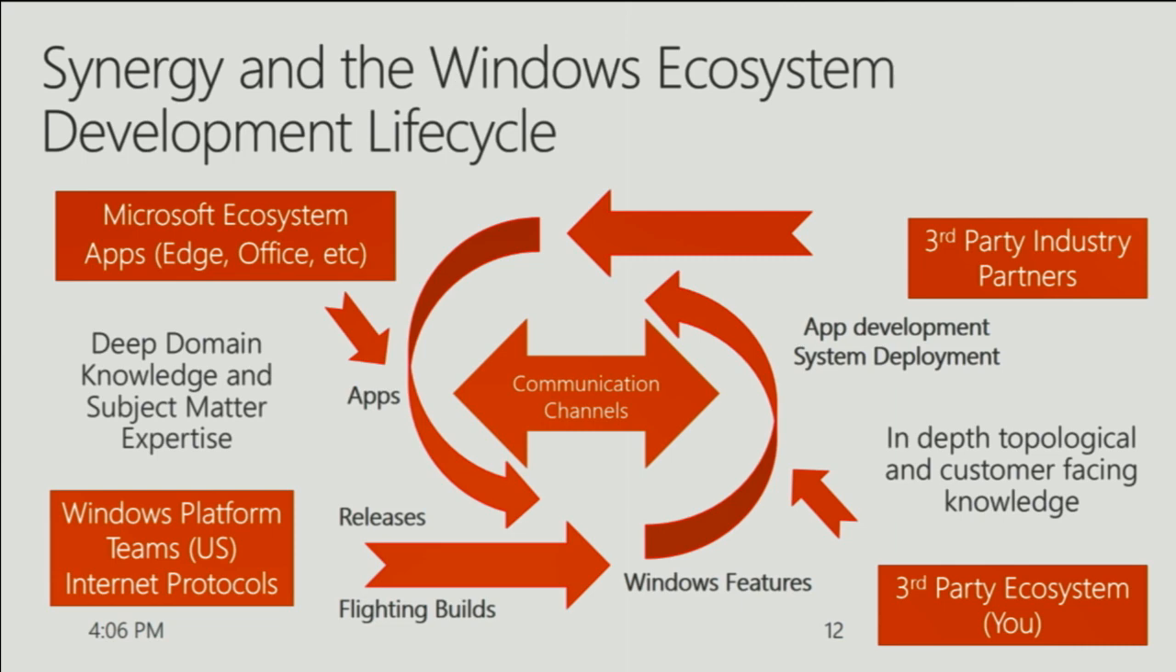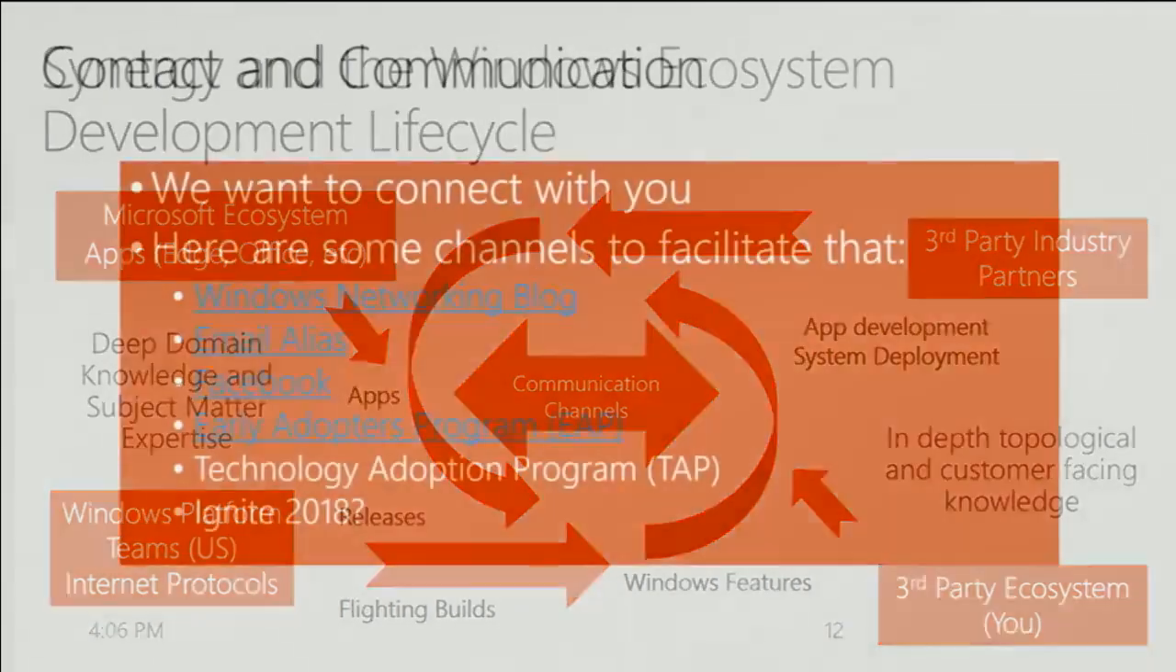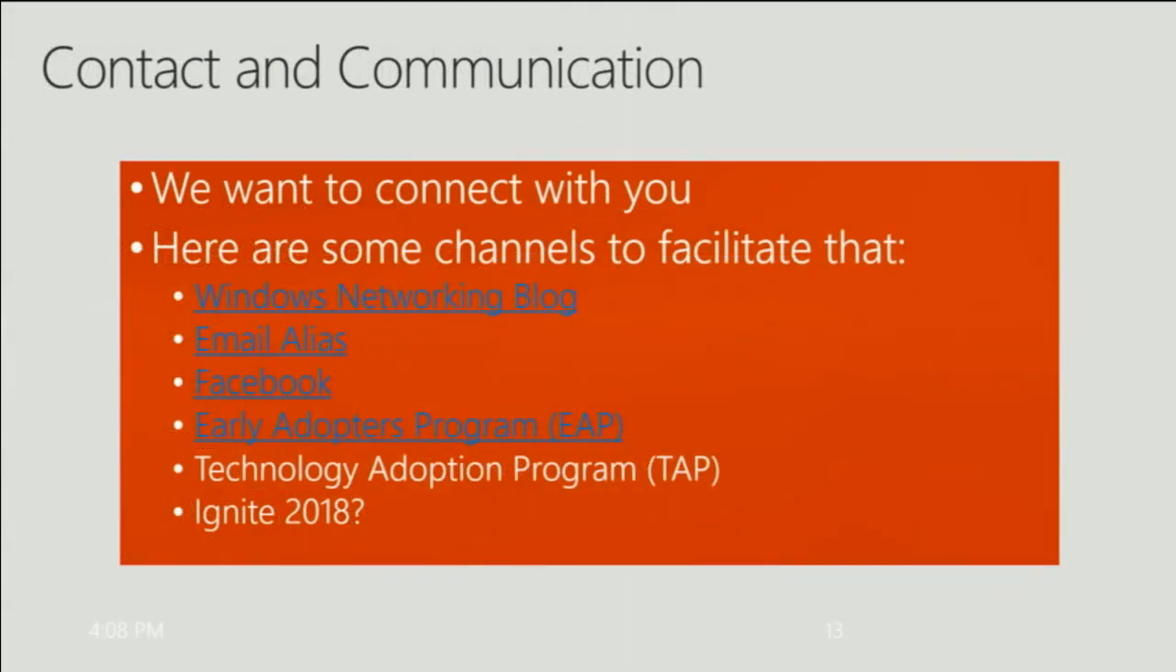And what we would like to communicate to you is the features that we're developing that are coming out in the next release, so that you can get ready for them and build your apps to take advantage of them. So let's talk about the communication. We have a few ways of communication here. The most important one, I think, is our Windows networking blog. Every release, I write a blog post with all of the most important Windows networking features, and we'd like you to read that.